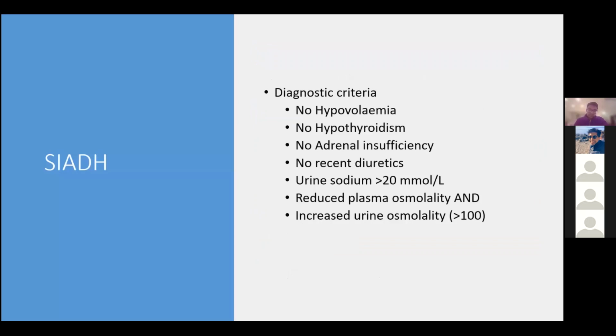SIADH, just to touch on, as it says, is a diagnosis of exclusion. So they must be euvolemic, not hypothyroid or have any adrenal insufficiency, have a urine sodium of more than 20, have a reduced plasma osmolality and an increased urine osmolality. So basically they have quite dilute plasma but quite concentrated urine, essentially what that's saying.